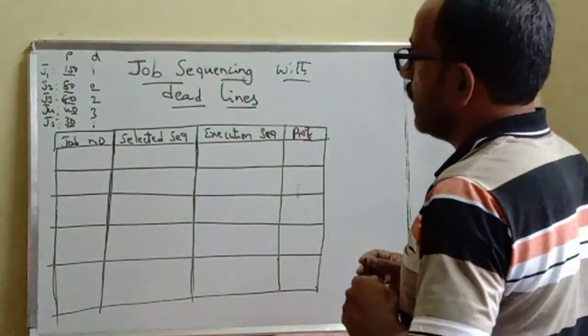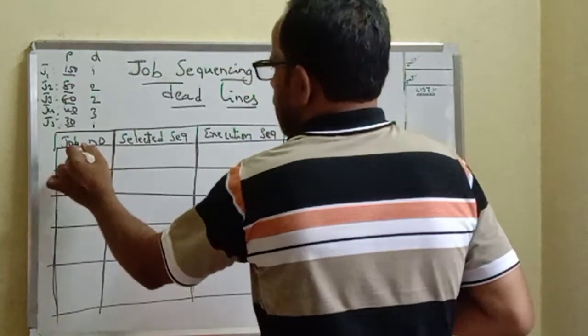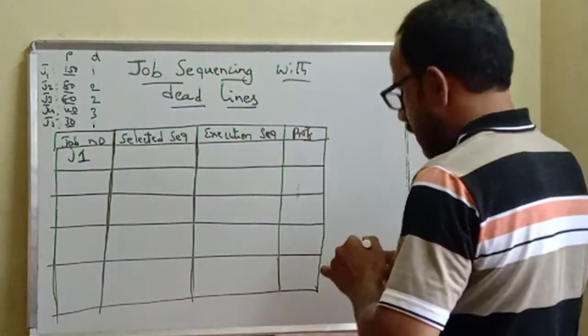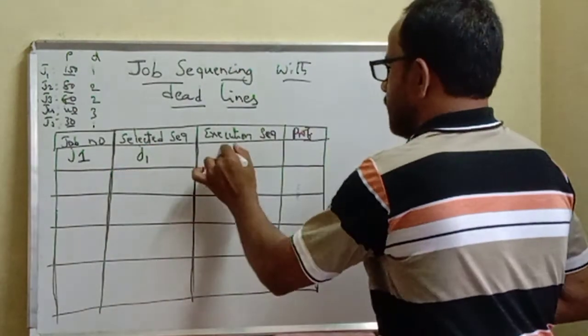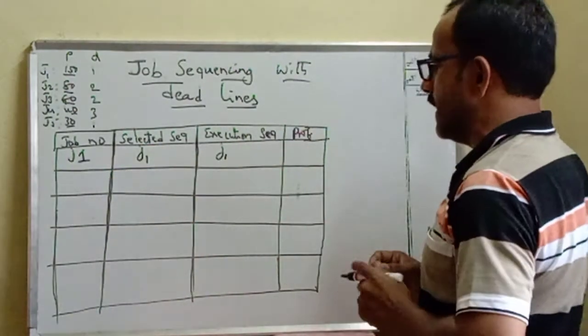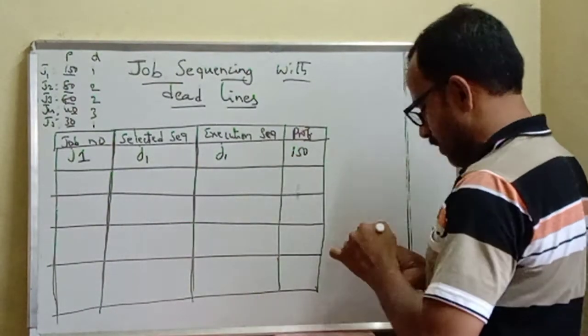I already explained. Okay, now select the first job, J1, whatever it may be. Now, what is the selected sequence? J1 is selected, only one job is there. Then in the same sequence I can execute job 1. Then how much profit can I get? 150. The profit I can get is 150.